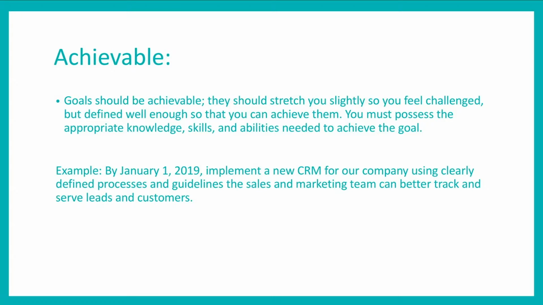The next thing is achievable. We need to make sure that we can actually make this goal happen. We need to make sure that it's defined enough that we can achieve the goal, but we also must have the skills and the abilities to make it happen. So by January 1st, again, this goal, we need to make sure that we have a team that can implement a CRM. Now, if we're a company that doesn't know how to do that, this goal wouldn't be achievable. But if we have an internal team that can actually help us implement this, or a partnership that we can leverage to help us implement this, then this goal can be achievable.